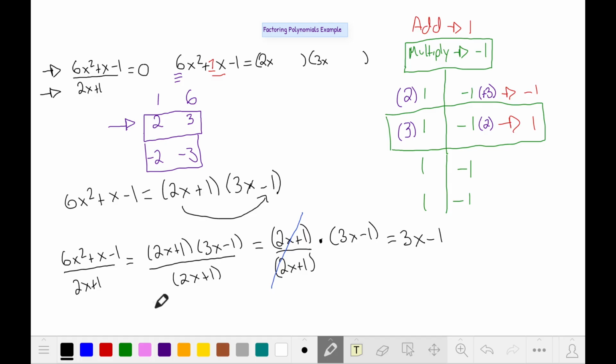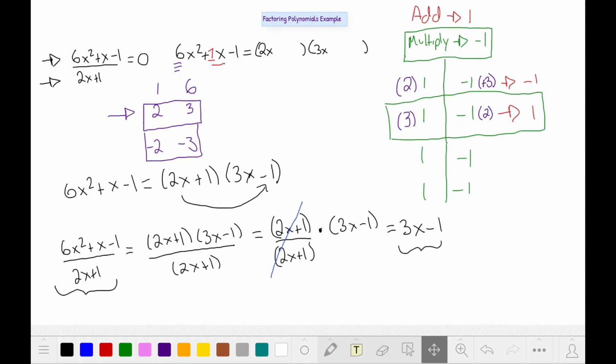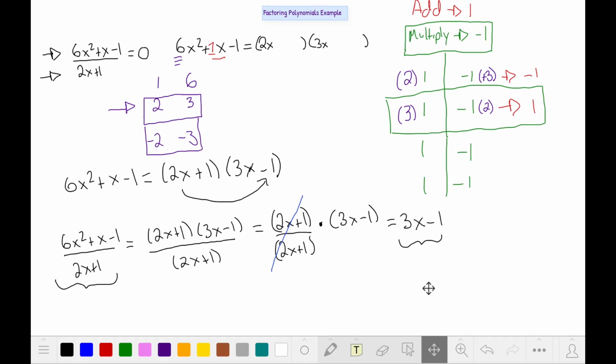So we have the original really ugly polynomial division, and we ended up getting something very simple, which is 3x minus 1. All right, and then if we try to solve 3x minus 1 equals 0, because remember that this division at the end of the day was always equal to 0, this becomes pretty easy to solve, and we get x is equal to 1 over 3.